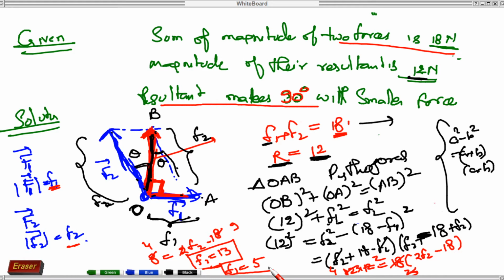So from this given scenario, we got the magnitude of F1 and the magnitude of F2. The magnitude of F1 is 5 and the magnitude of F2 is 13. In this type of scenario, this is the way by which we are going to tackle it.